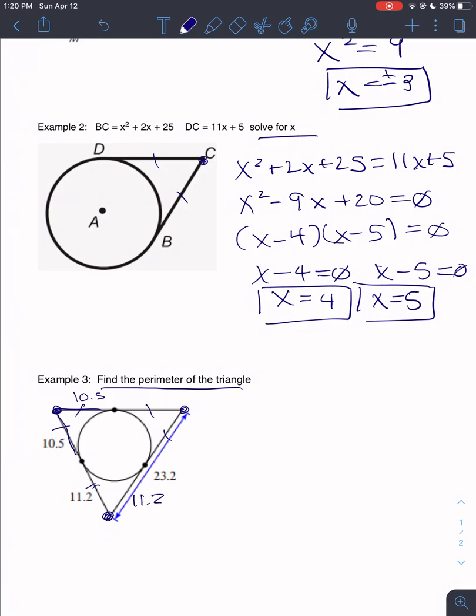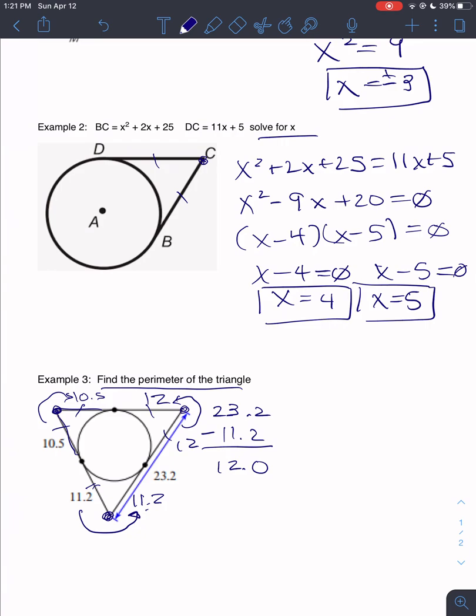I call this one the around the corner rule. You're going to carry that number around the corner. We're given that the length of this whole segment is 23.2, so I take 23.2, I subtract my 11.2, and I can see that that one is 12. And I know if that's 12, we're going to use our around the corner rule, carry it around the corner. We know that this is also 12.